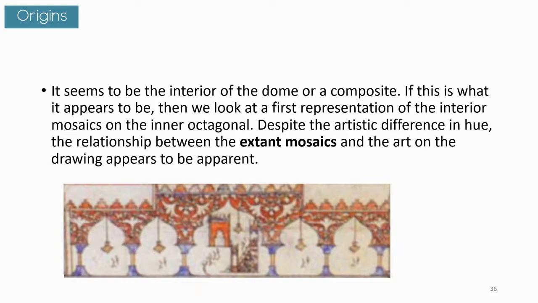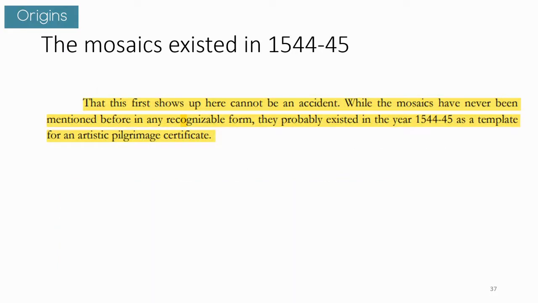So all of a sudden, we get our first clear reference to the mosaics in the Dome of the Rock as they exist today. And as I say, the only difference is in the hue or the colour. That this first shows up here cannot be an accident. While the mosaics have never been mentioned before in any recognisable form, they probably existed in the year 1544, 1545 as a template for an artistic pilgrimage certificate.